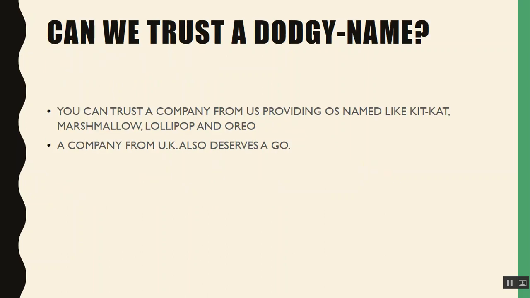Well, Raspberry Pi can be a dodgy name. I mean, it sounds like a fruity dish. Can we actually trust it? Well, if we can trust a company from the US with OS names like Lollipop, KitKat, Marshmallow, then surely Raspberry Pi also deserves a go.